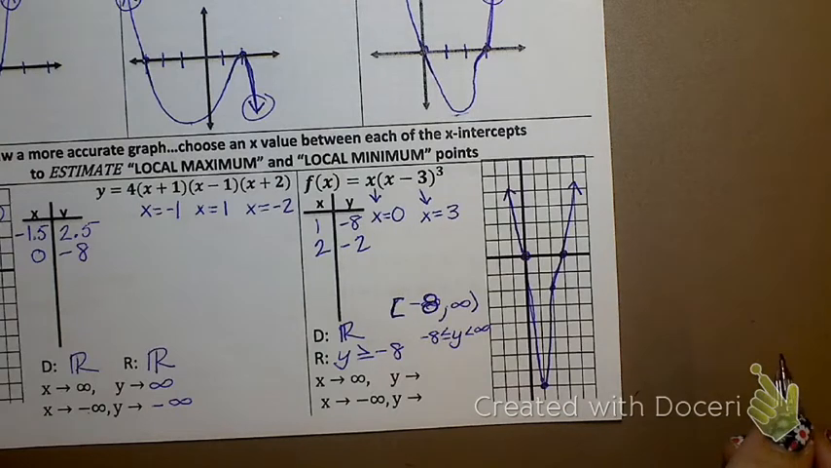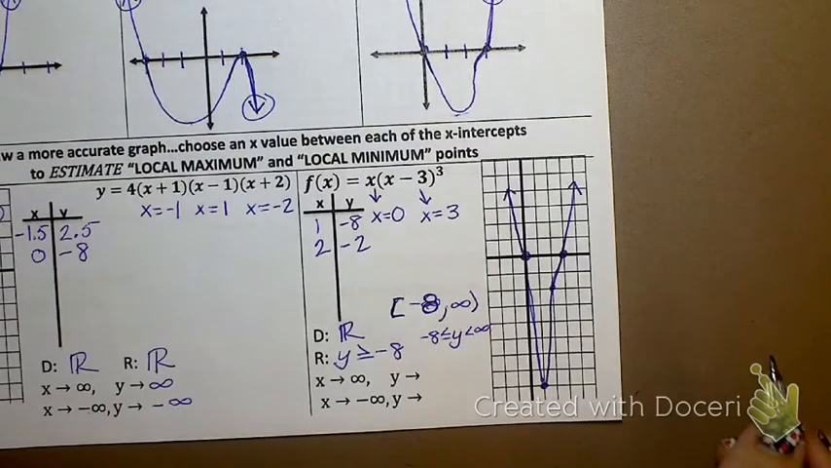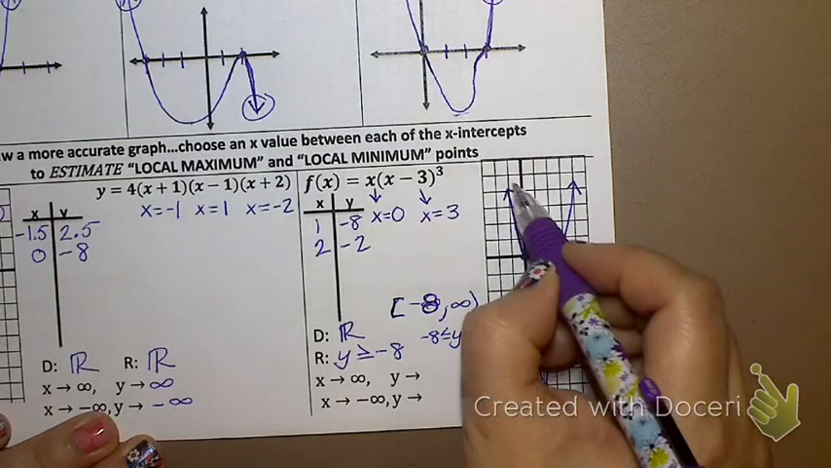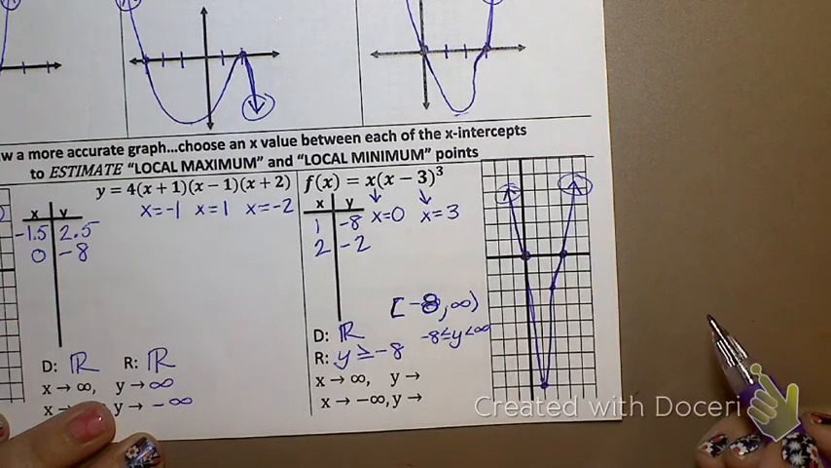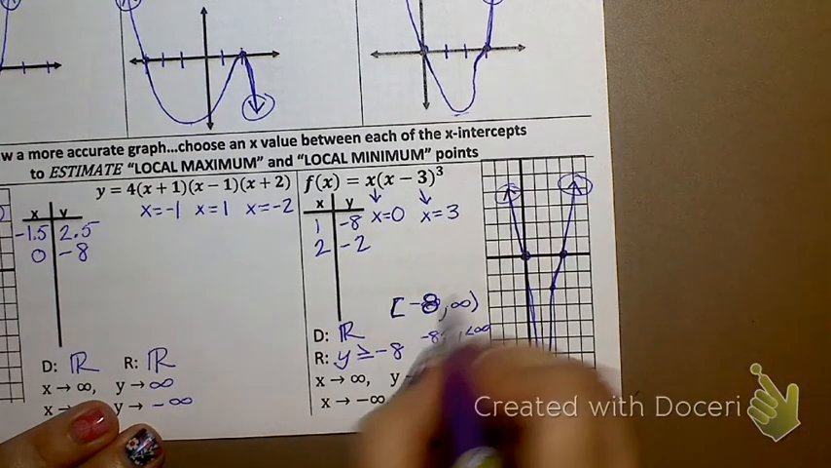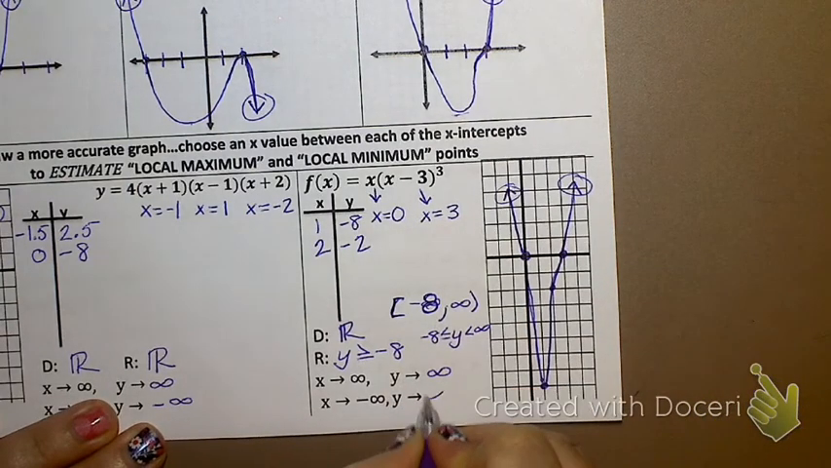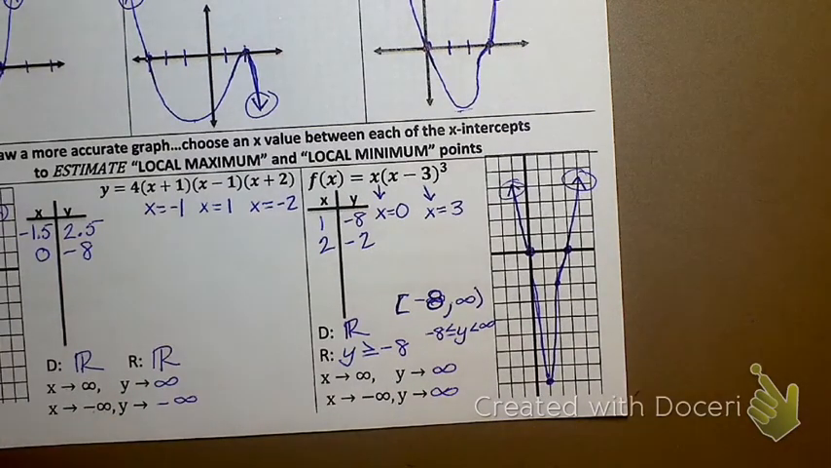Okay? Is that an actual range or an estimated range? Estimated, because I don't know if maybe it goes a little bit below there and comes back up already, but I know it's going to be around there, so it's estimated. Lastly, we had an even function, so both ends are going up. I can just throw in a positive infinity and a positive infinity, and I've got it done. Okay? All right.